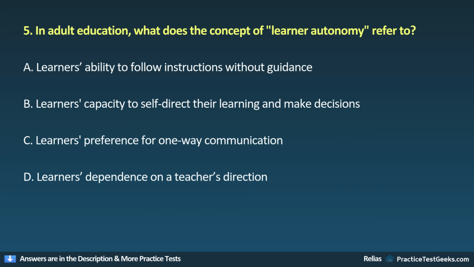5. In adult education, what does the concept of learner autonomy refer to? A. Learner's ability to follow instructions without guidance. B. Learner's capacity to self-direct their learning and make decisions. C. Learner's preference for one-way communication. D. Learner's dependence on a teacher's direction.